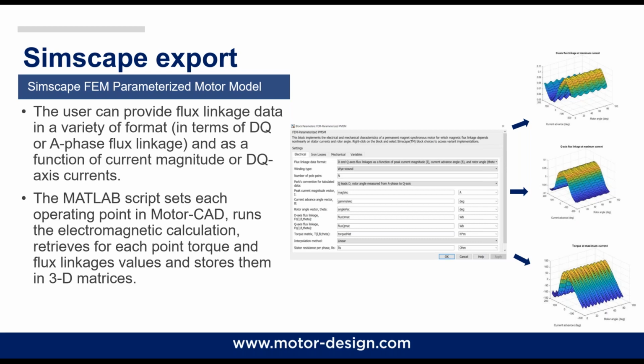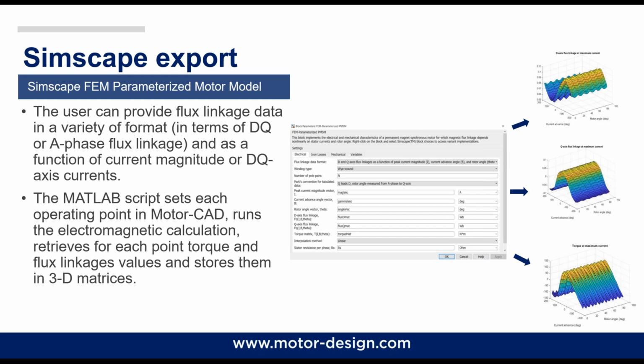The Cartesian tabulation implies the flux linkage tabulated in terms of DQ axis current plus the rotor angle. Instead, the polar tabulation involves tabulating flux linkages in terms of current magnitude, current advance angle relative to the Q axis, and the rotor angle. So in this picture, there's an example of electrical inputs with DQ flux linkages data format defined in terms of current magnitude, current advance angle, and rotor angle. And the user needs to specify them as vectors.